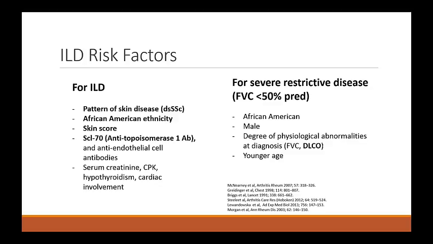There's some other markers here. With regards to severity, things that predict severity of ILD, defined by an FVC less than 50% of predicted, are going to be driven by, again, being African American, more likely male, and then we're going to talk a little bit about this, but physiological abnormalities are really going to refer to your PFT findings, and specifically your FVC and your DLCO. And again, being younger with ILD is going to be predictive of developing more severe disease.